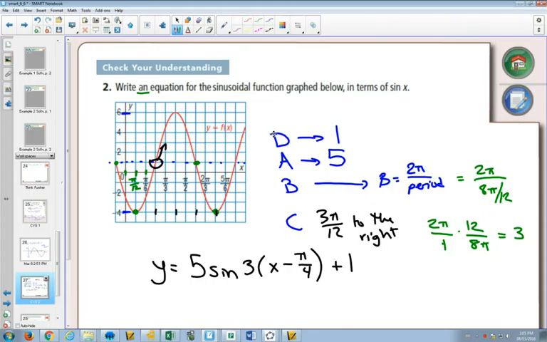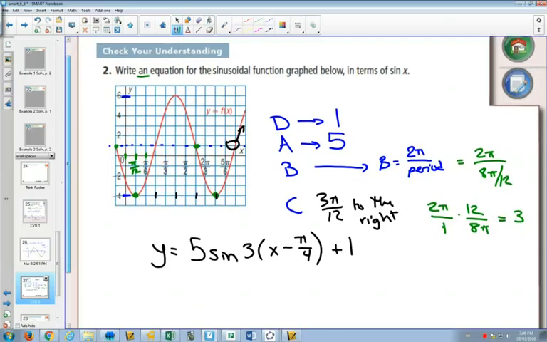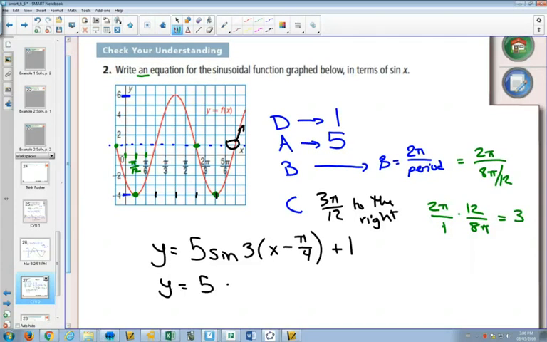But that's choosing this as our starting point, because our starting point is in the middle going up. Do you see any other points on this graph where it's in the middle going up? Yes, way over here. It could have been moved a lot further to the right. If you did this, you would have everything the same. 5 sine 3 x. But now instead of minusing 3 pi over 12, if we count it out, 1, 2, 3, 4, 5, 6, 7, 8, 9, 10, 11 pi over 12 to the right, that would be another one that would work.